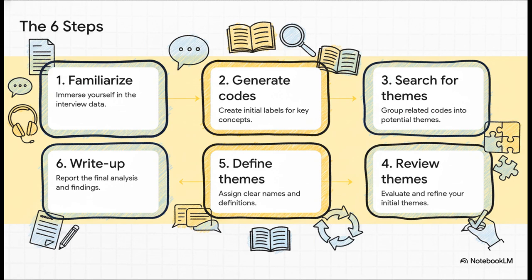Now, I want to be clear, this isn't just reading some stuff and having a gut feeling. It's a super rigorous 6-step process. You start by just soaking in the data, really getting familiar with it. Then you start generating codes, which are like little labels. Then you search for themes, you review them, you define them, and finally you write it all up. It's a very deliberate journey to find the heart of the story.